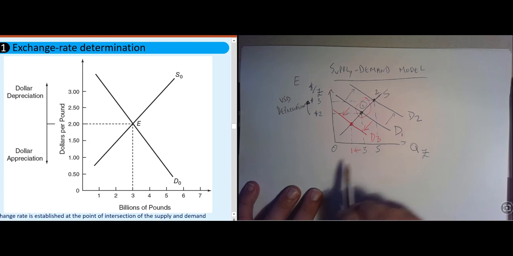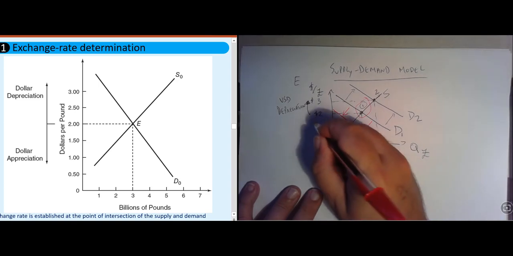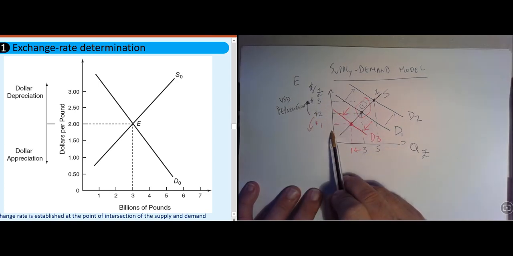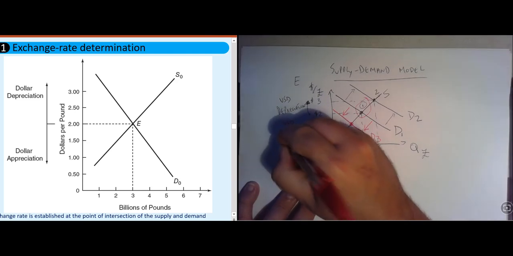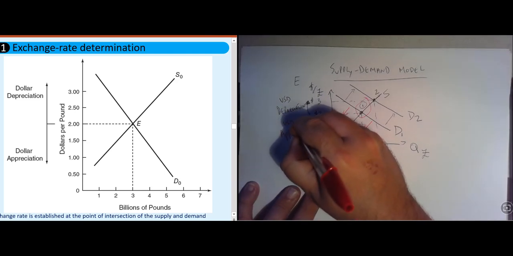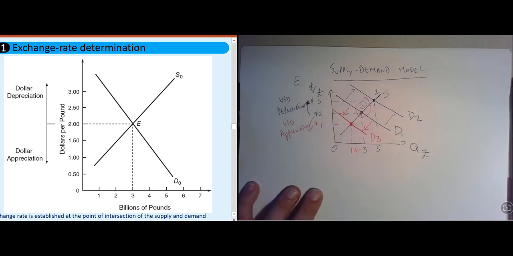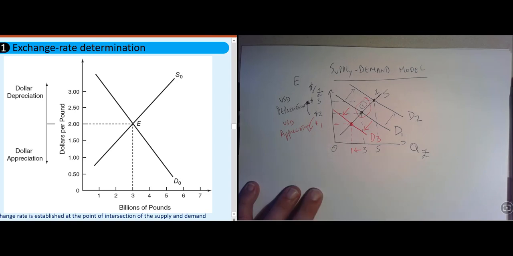And since there is a lower demand for British pounds, we would pay less for each pound. And this would mean then a US dollar appreciation. Why appreciation? Because we're giving up less dollars in order to buy each pound.